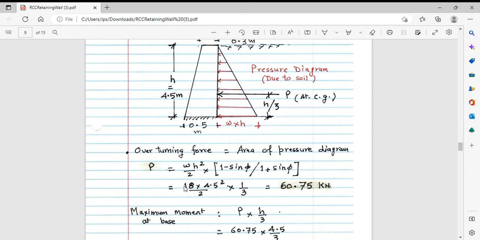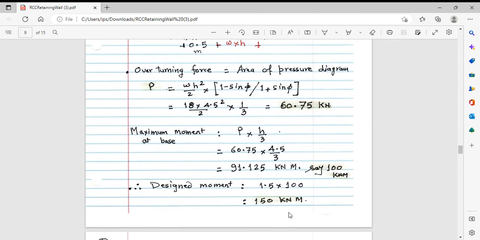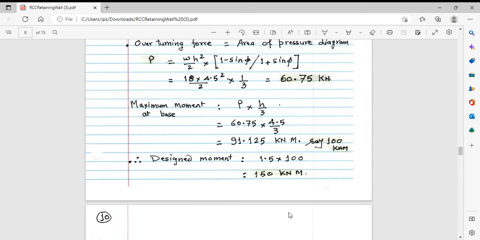W is the unit weight of the soil, and h is the total height. The force comes out to be 60.75 kilonewton. The maximum moment is the total force P into x bar, which is h by 3. The total maximum moment at the base of the stem, or vertical wall, is 91.125.